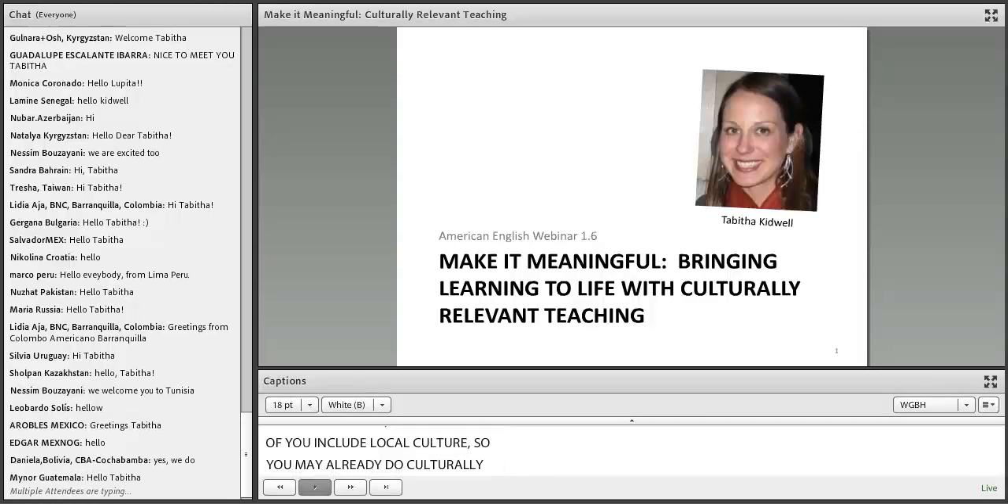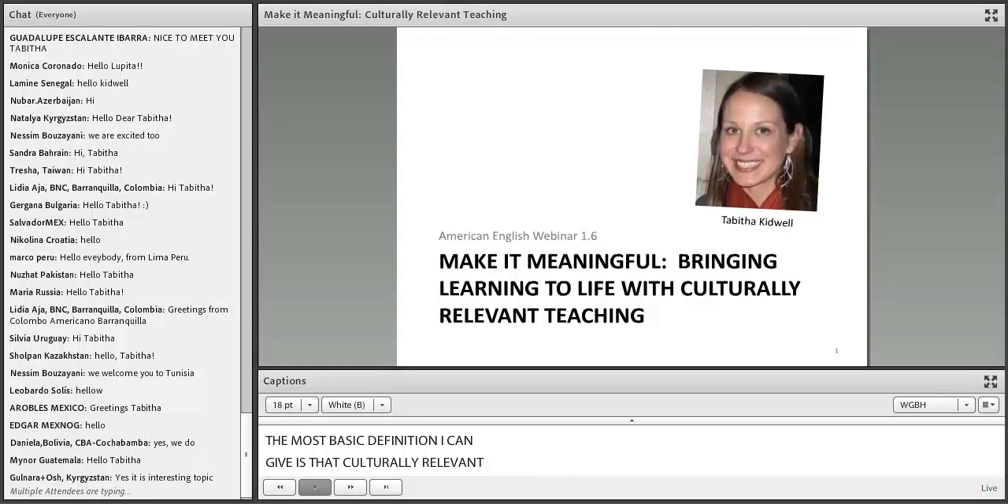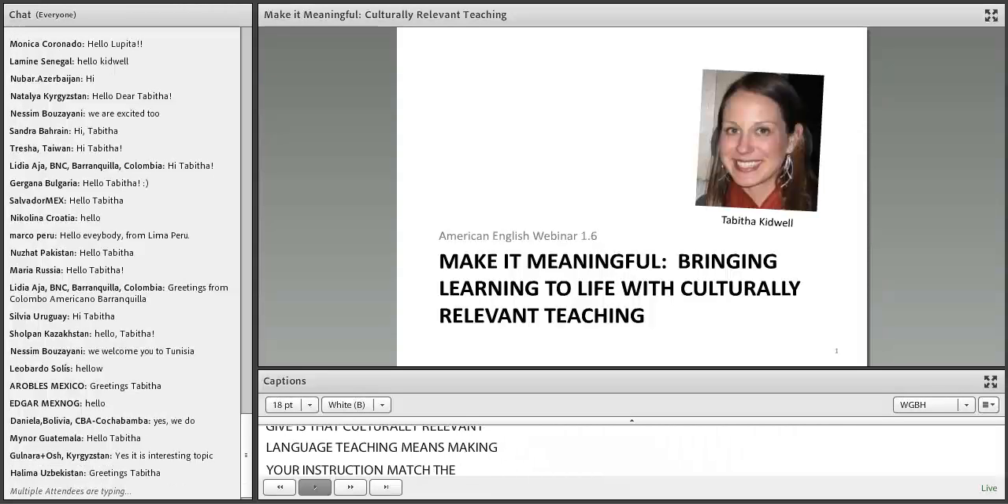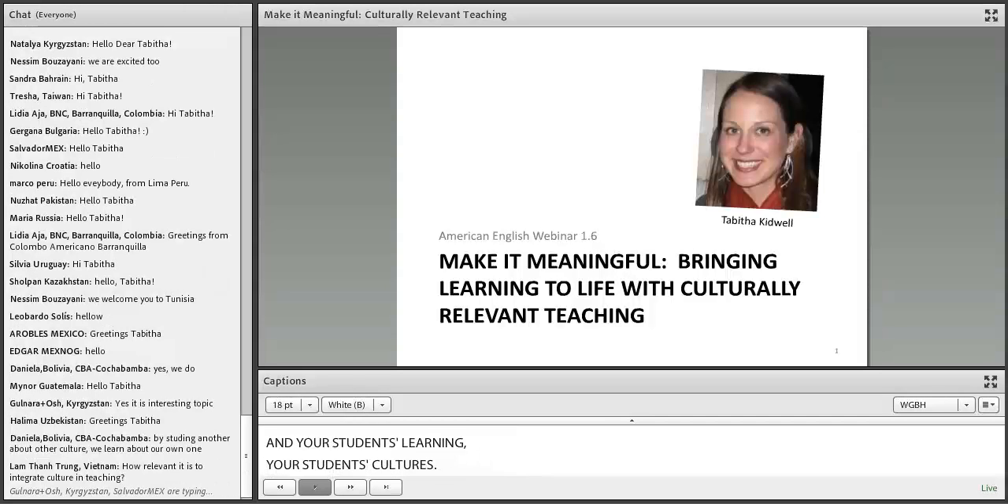The most basic definition I can give is that culturally relevant language teaching means making your instruction match the students' own cultures. That word relevant means closely connected to. So it implies making a connection between your teaching and your students' learning, your students' cultures. It really helps increase student motivation, which is the November theme on the American English website.